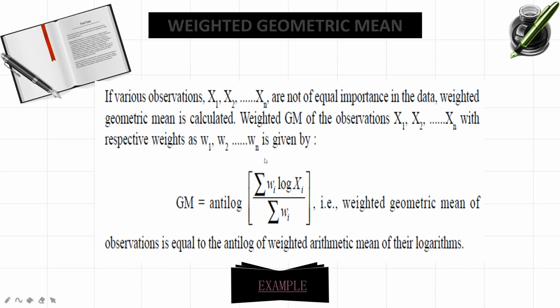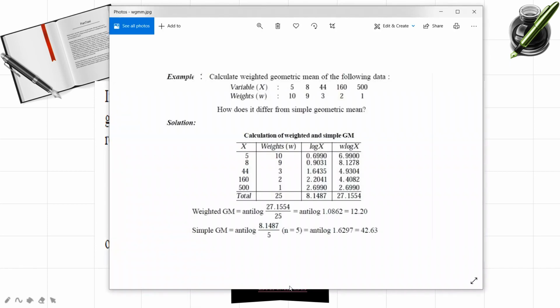This is very similar to the discrete series formula. The only difference is here we are considering the weights and there we consider the frequencies. That's it. Now let me show one example. Here I took a very simple example. X values are given and their corresponding weights. First of all, we are supposed to find out the logarithm for the variable values. That is, for X you have to find out the logarithm log X and then multiply it with weights, W log X. Find out the total for both, that is for the W log X column as well as the weights column.